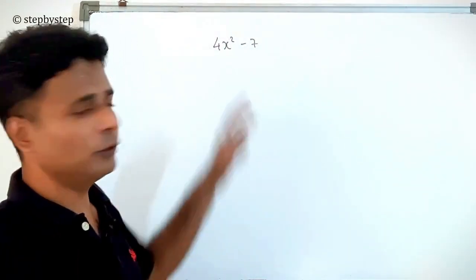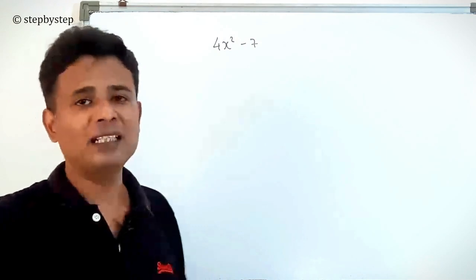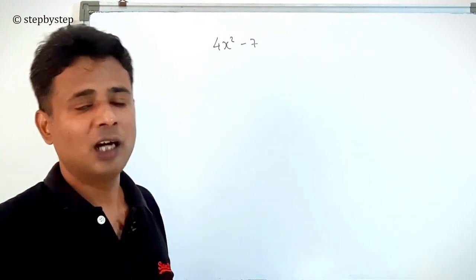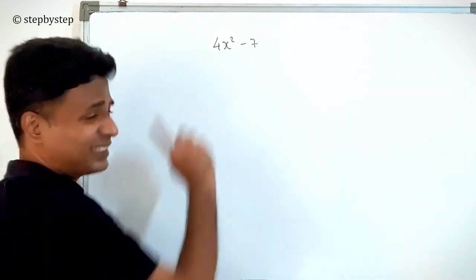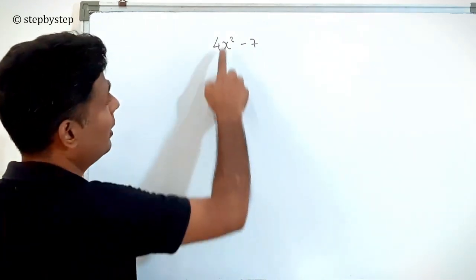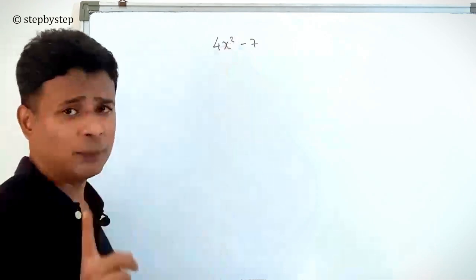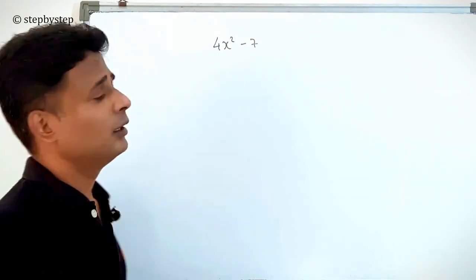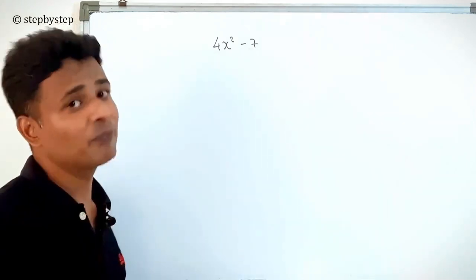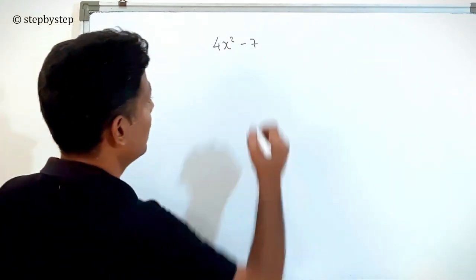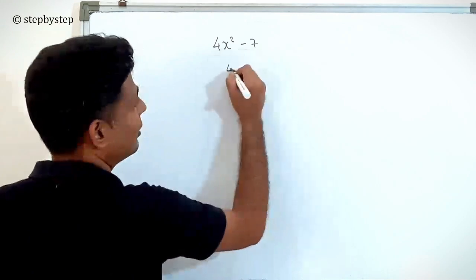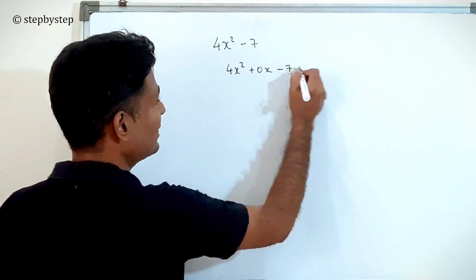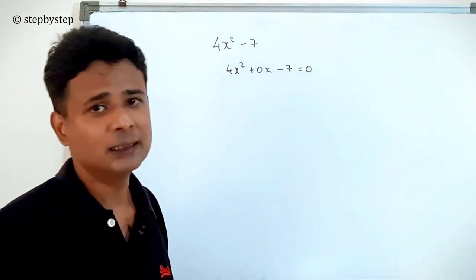Alright guys, let's say they give you this problem and they ask you to find the zeros and verify the relationship between zeros and coefficients. How would you do that? First, is this a quadratic equation? Yes. Why? The highest power of x is 2, which means how many zeros will be there? 2 zeros. But how do you solve this problem? There are two ways you can do it. First, I can write this as 4x square plus 0x minus 7 equal to 0.